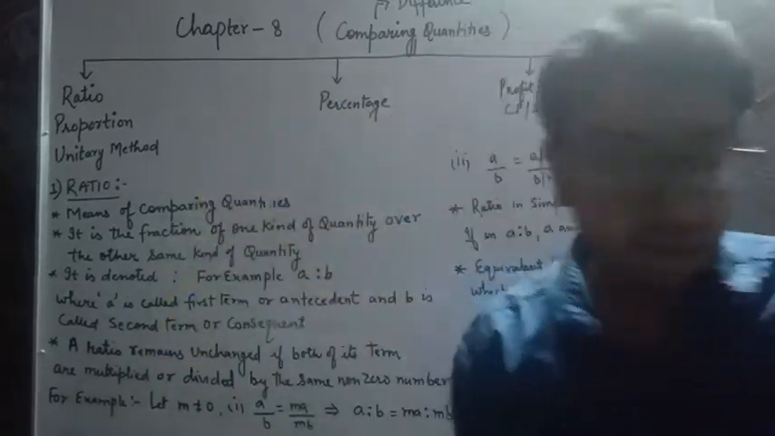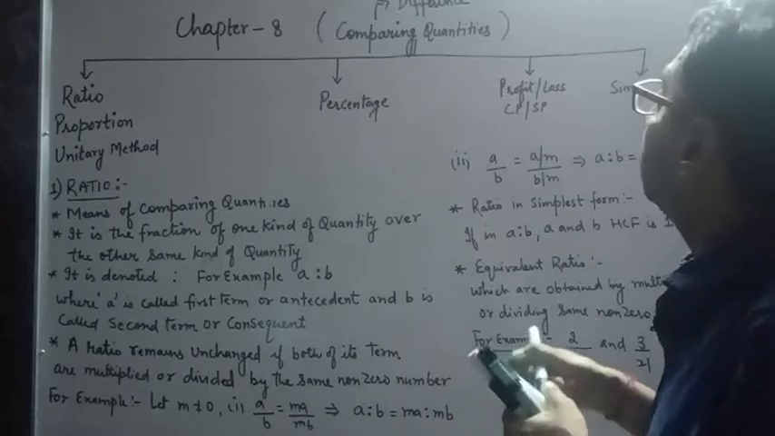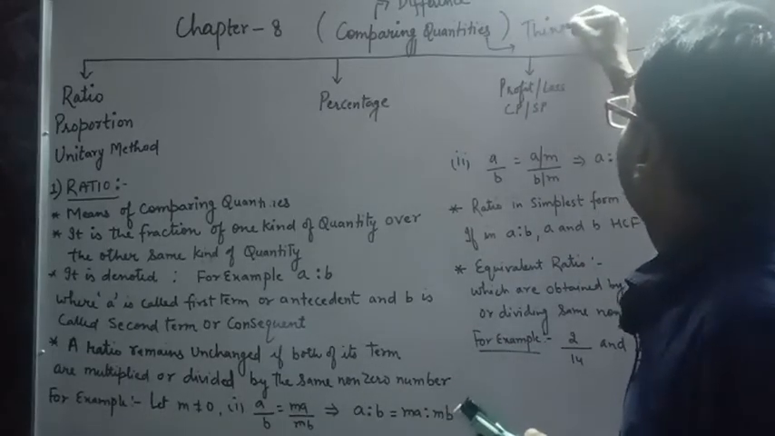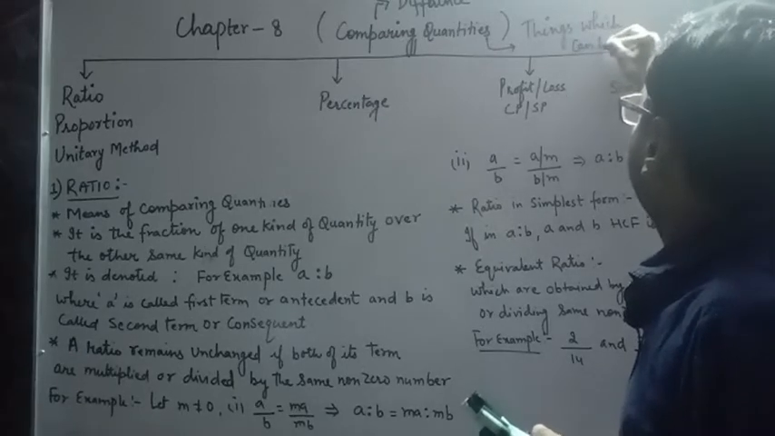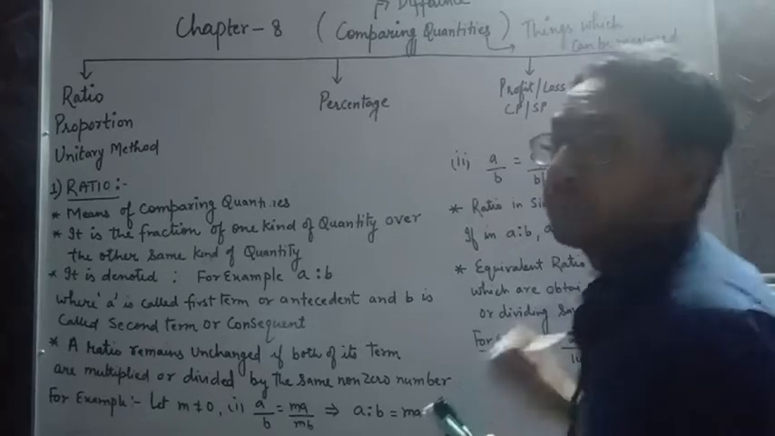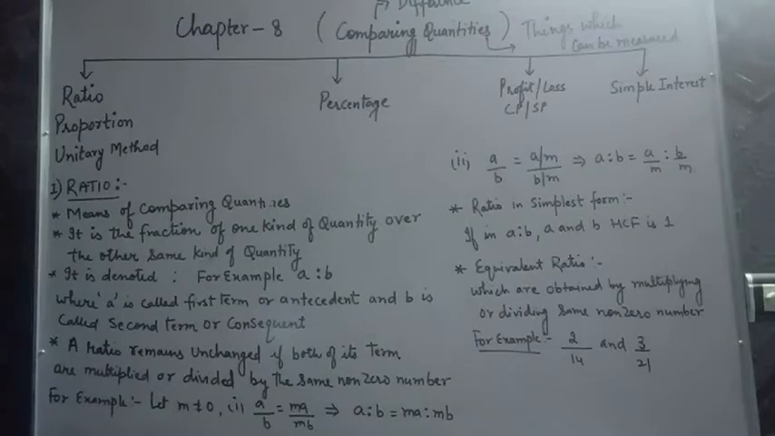What do you mean by quantities? Quantities means anything which can be measured. Things which can be measured, right? This is what quantities means. Are we clear? The things which can be measured. Clear? So we have divided this chapter into four segments.